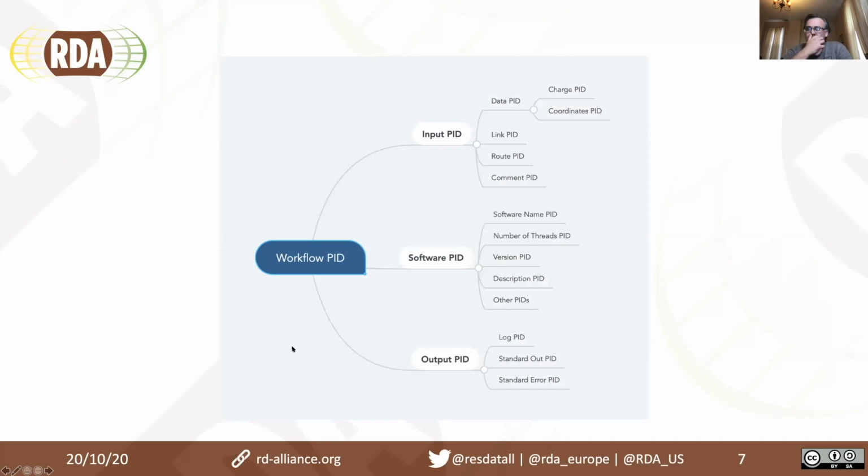So the simple example of the fluorescent molecules that I mentioned earlier is shown in this tree. It's a very simple example, but basically the workflow itself is given a PID. So when you submit a job, it's given a PID for a group of other pieces of metadata. It's split into input, software, and output PIDs. And these have various different things.